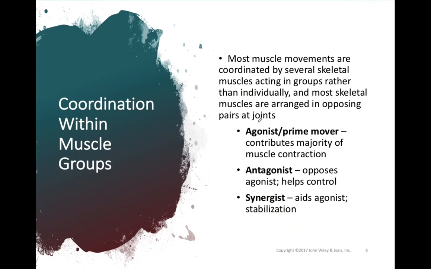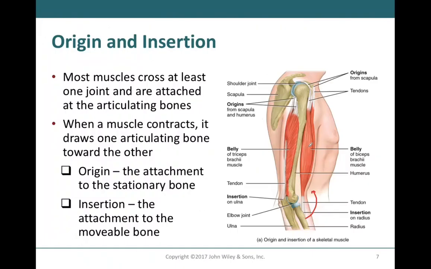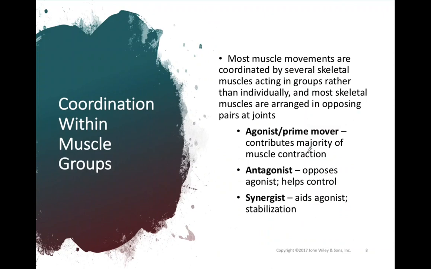So if I'm standing in the anatomical position and I want to bring my hand up to my shoulder, I'm going to contract my biceps brachii muscle, which was the muscle that we saw right here on this slide. But this is not the only muscle that gets contracted during this movement. There are other muscles that play a role in stabilizing and also opposing this movement. However, the biceps brachii muscle is going to do most of the work in pulling my hand up to my shoulder. So therefore, the biceps brachii in this movement would be referred to as the agonist or the prime mover.